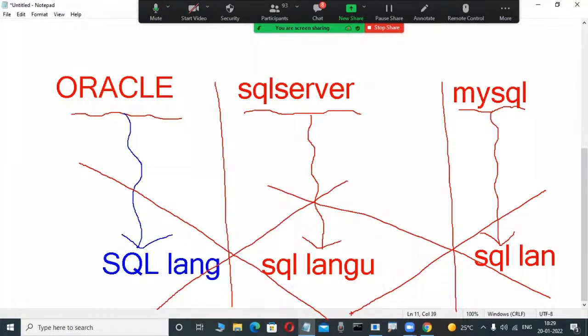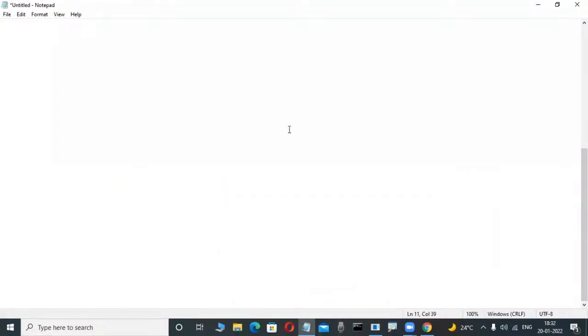These SQL languages are different, not the same. How can I guarantee they are different? There is a simple technique. Concentrate here and observe. So many fellows are saying different, very good, correct. The simple technique is this: if you are a programmer, through some knowledge you can easily tell the difference. Keep this in mind and you can understand this concept in a very easy way.